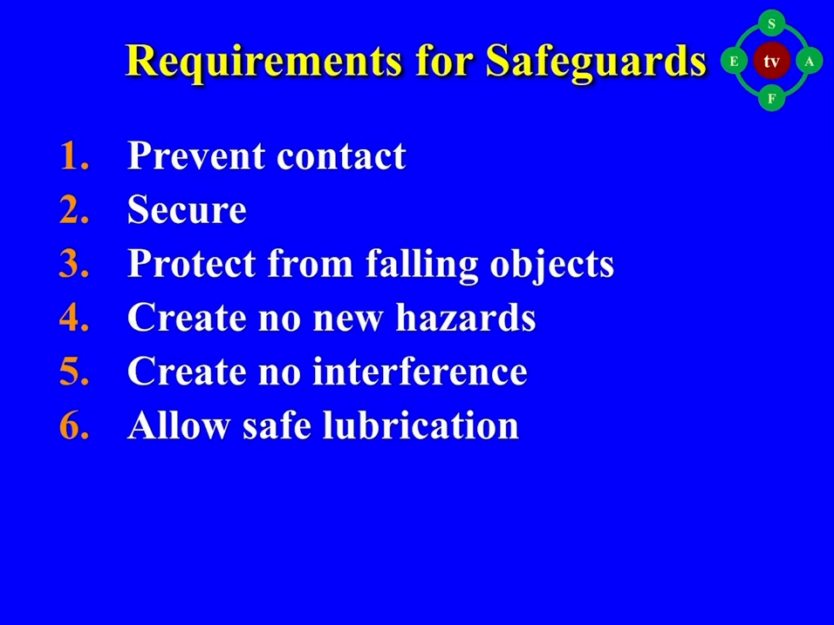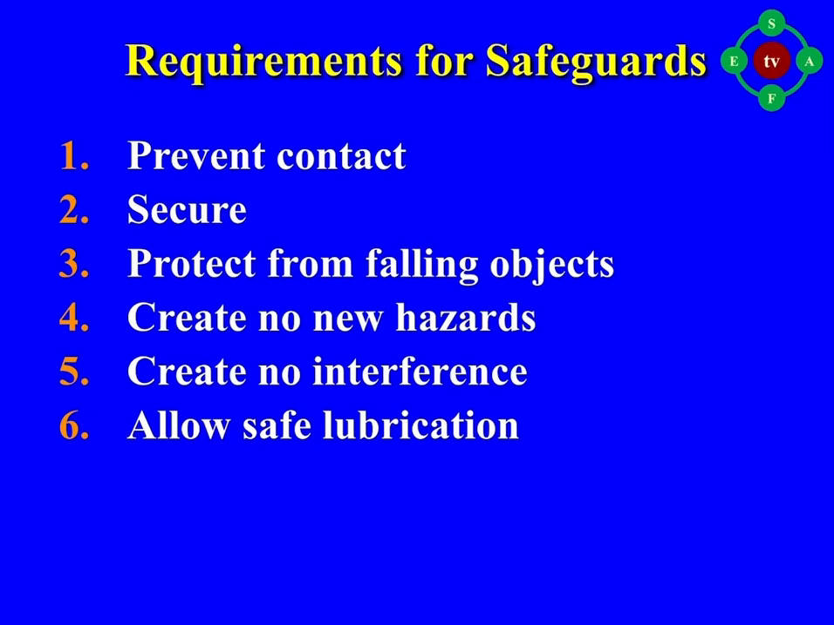Number 4. Create no new hazards. A safeguard defeats its own purpose if it creates a hazard of its own, such as a shear point, a jagged edge, or an unfinished surface which can cause a laceration. The edges of guards, for instance, should be rolled or bolted in such a way that they eliminate sharp edges.